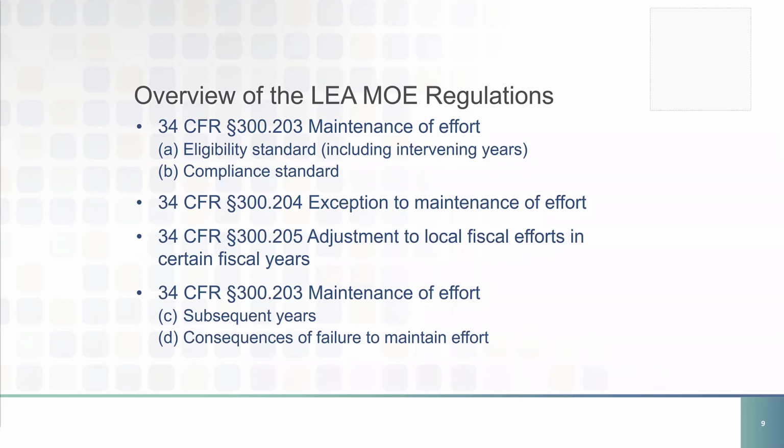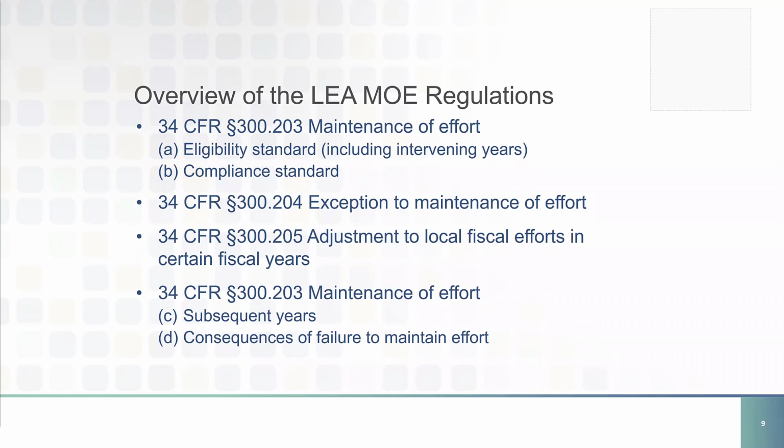34 CFR section 300.203(a) delineates the eligibility standard, which is the budgeting component, and includes the concept of an intervening state fiscal year. 34 CFR section 300.203(b) details the compliance standard, which is the expenditure or spending component, and is what we typically think of as maintenance of effort.